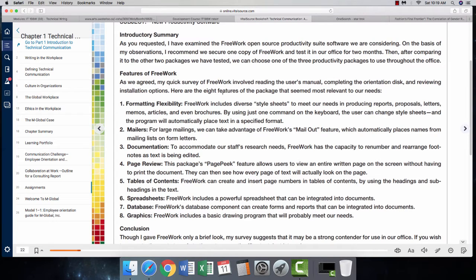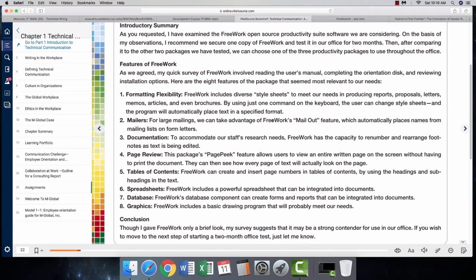Followed by, here are the 8 features of the package that seem the most relevant to our needs. The package might have 24 features, but we only care about 8, so this writer is going to save everybody time and focus on what is important and communicate that clearly, and notice each thing in just 1 or 2 sentences, because that's all anybody needs to know.